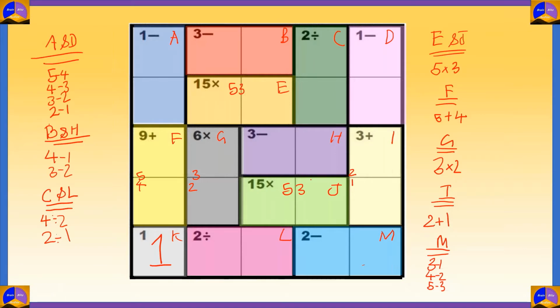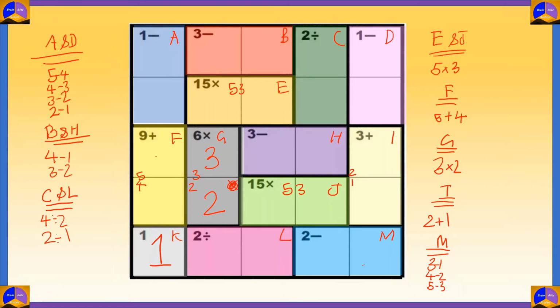Now 5 and 3, you know that 5 and 3 will come in cage J. Let's look at cage G. Now in cage G there is a 3 and a 2. Now 3 can't come over here because then it would be a repeat of 3 in the same row. So over here it must be a 2 and on the top it will be a 3.